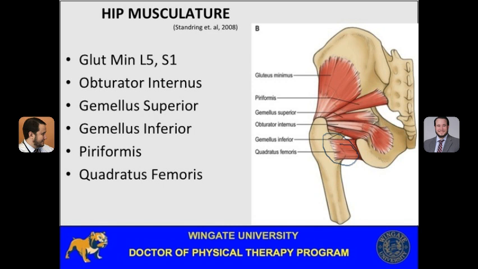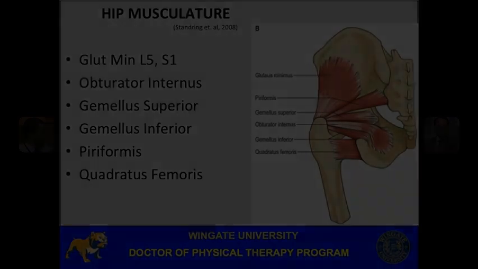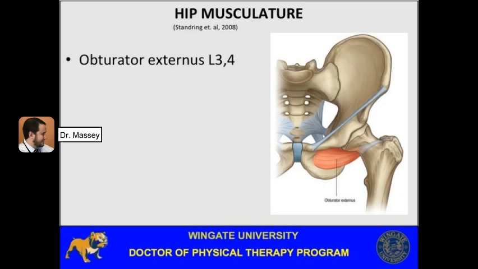Our piriformis we can't see here, but we'll get there. We can see that piriformis, and this is going to be our external rotator of an extended hip, or an abductor of a flexed hip. And in this anterior view, we can see the obturator externus, which would be a lateral rotator of the hip, and also counters hip internal rotation. So as a force couple, that is.